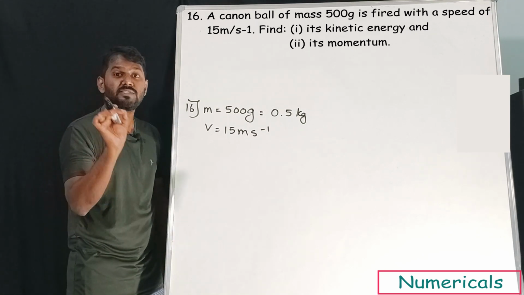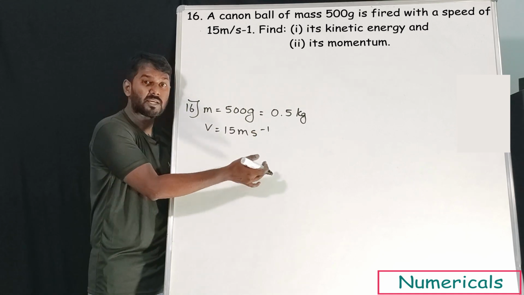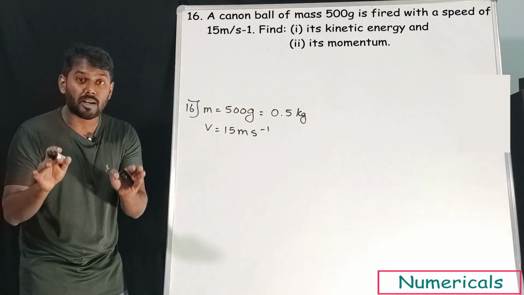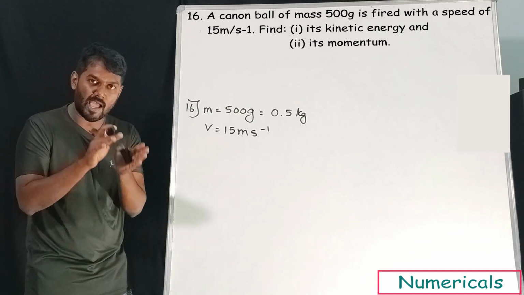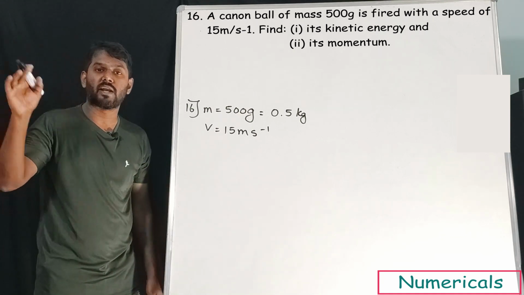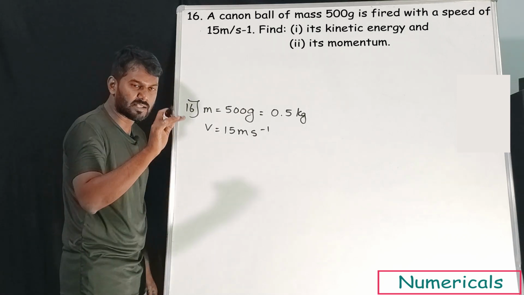Called physics basics. Now if it is in kilometer per hour, you have to convert into meter per second, then you have to substitute, or else you will get the answer, but the answer will be completely wrong. If the answer is wrong and the unit is correct, you will not get any marks. So before substituting, it has to be in SI unit.